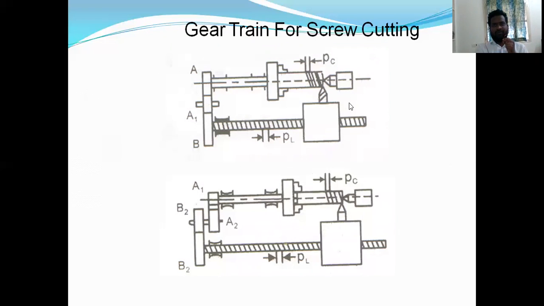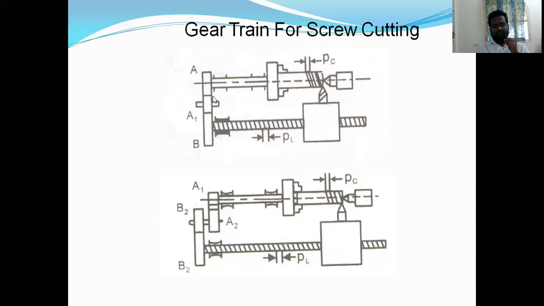So gear train for screw cutting. These are the gear trains. This one is the A gear, this A1 gear, and this is a B gear. This one is the lead screw, and this is the pitch of the lead screw, and this is the pitch of the workpiece we are going to produce. PC means pitch to be cut, and pitch of the lead screw.